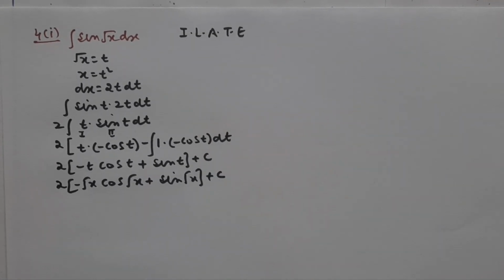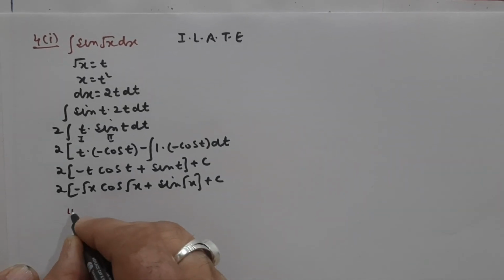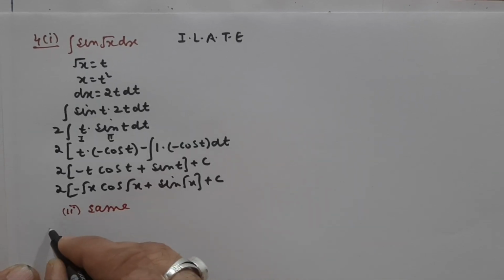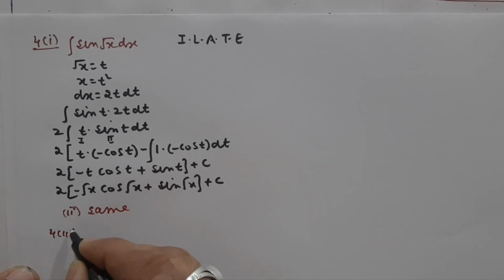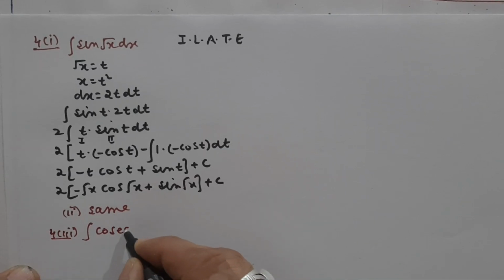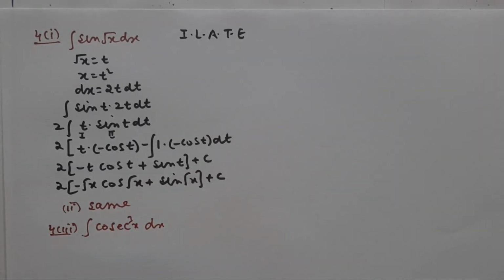Now second part is same, no change. Then we do third part now. Second part is same, moving in the same way. Now let us do the third part. Third part is integral of cosecant cube x dx. We have to do cosecant cube x dx.